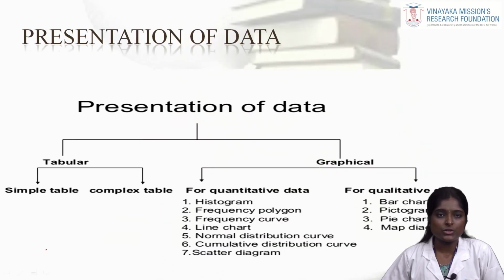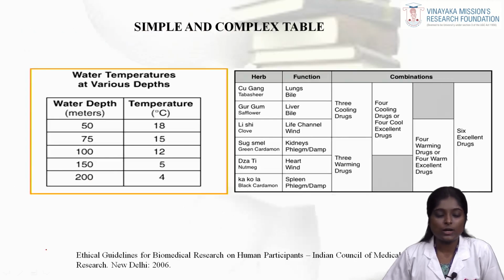So coming to the presentation of data, we have collected the data. How do we present it? When we give the data we collected directly to the researcher or a statistician, it is not that applicable to the public. So always we have to present the data in an appropriate scientific manner. So presentation of data can be tabular or graphical. Tabular can be a simple table or complex table. Graphical has various graphs like histogram, bar diagram, frequency polygon, line chart, pie diagram, map diagram and scatter plot.